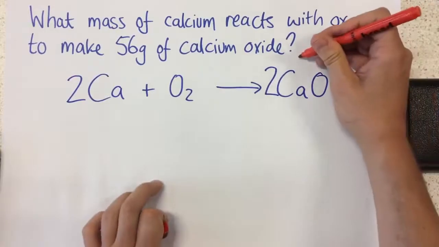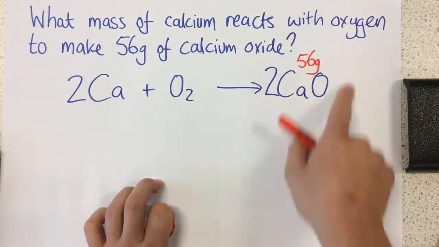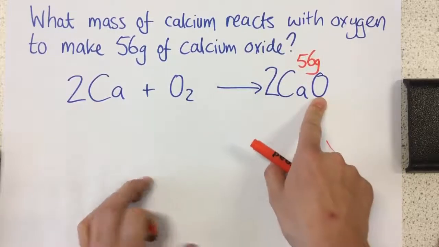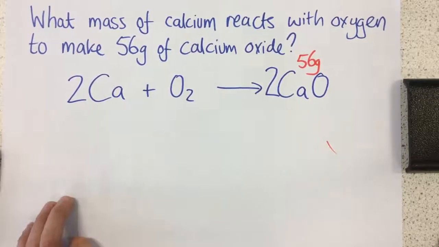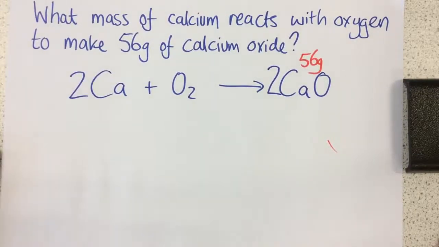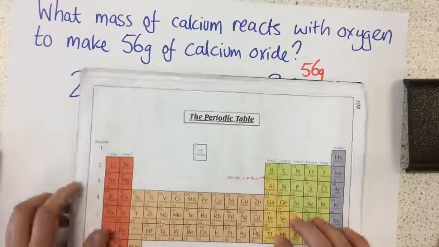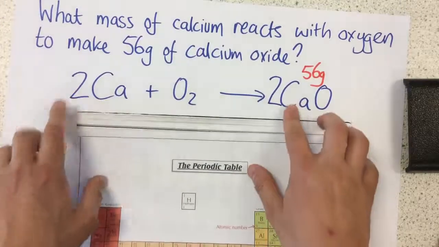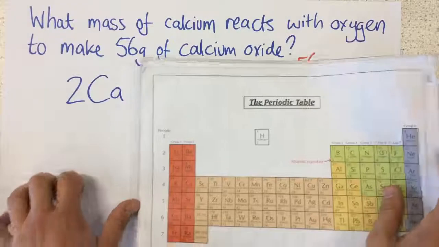So what the question is saying is, how much calcium do I need to make 56 grams of this? So eventually I want to be able to make 56 grams of this. I need to know how much calcium I would need to make 56 grams of this. Okay, so how do I go about this? Now the first thing I need to do is use my periodic table to find the relative atomic mass of calcium and the relative formula mass of calcium oxide. So let's just quickly see.